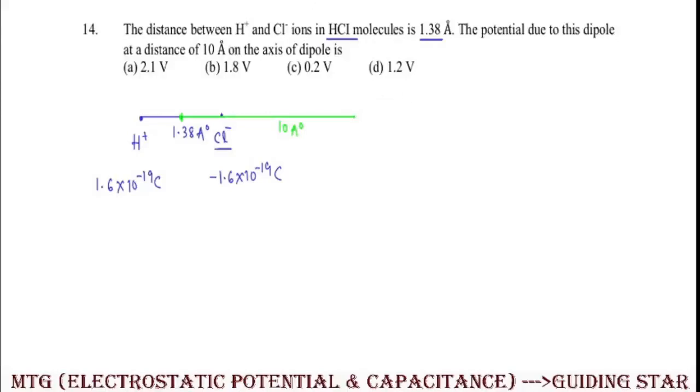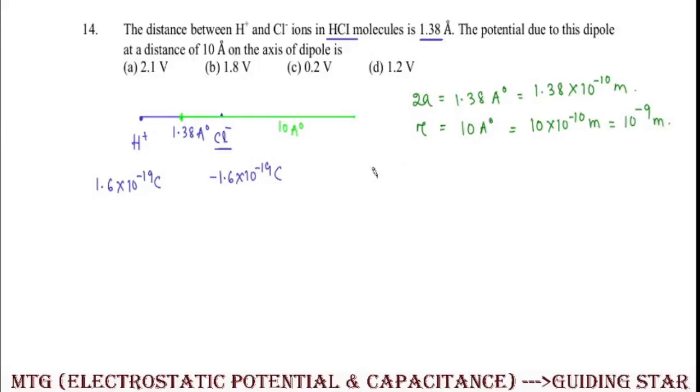So here what are the given informations? The value of 2a is given. That means dipole length, that is 1.38 angstrom. So it is 1.38 into 10 to the power minus 10 meter, and the value of r is given over here as 10 angstrom, that is 10 into 10 to the power minus 10 meter. So it will be 10 to the power minus 9 meter. Clear. So what is the potential at the axial point?